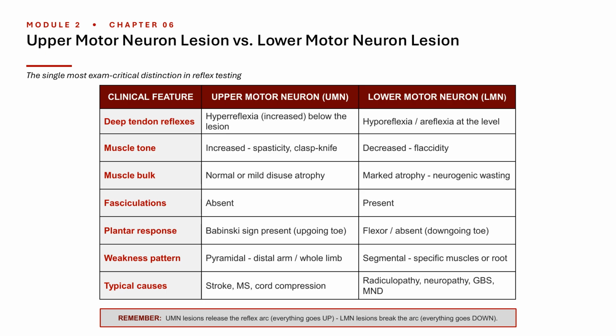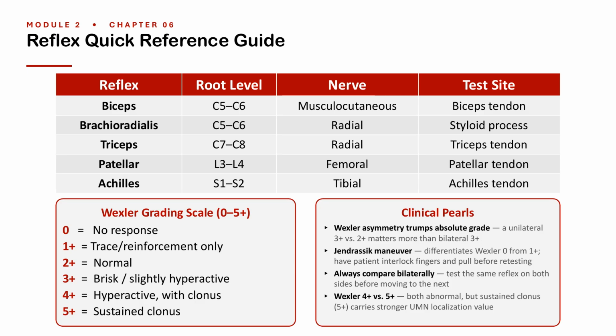Stroke, MS, spinal cord compression, LMN, radiculopathy, peripheral neuropathy, Guillain-Barré, motor neuron disease. The mnemonic, one more time. UMN: everything up. LMN: everything down. This is your synthesis slide. Everything you need for rapid reflex interpretation in one place.